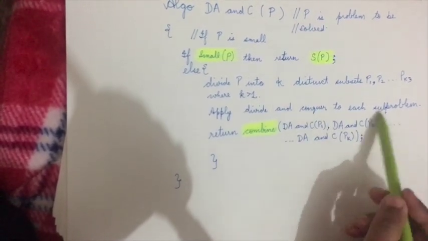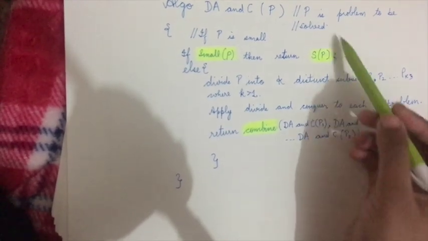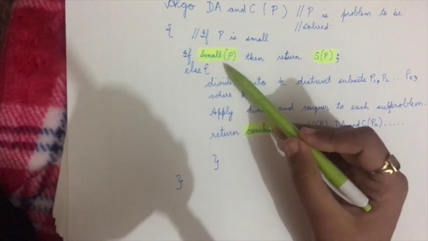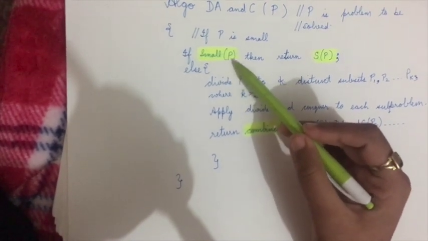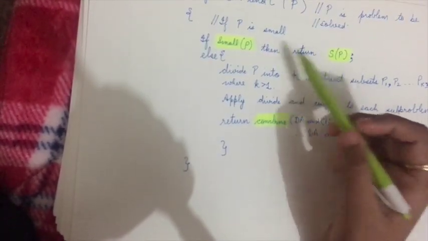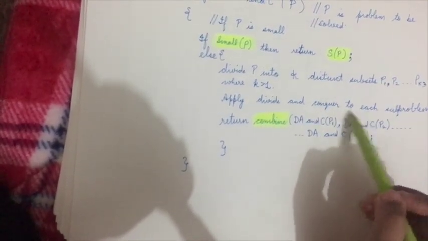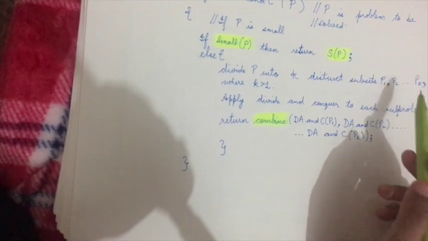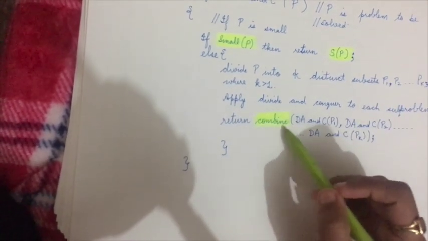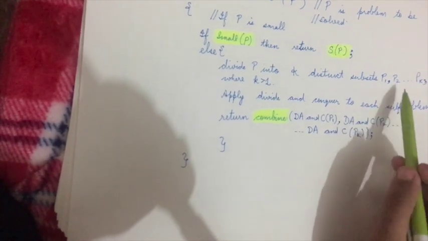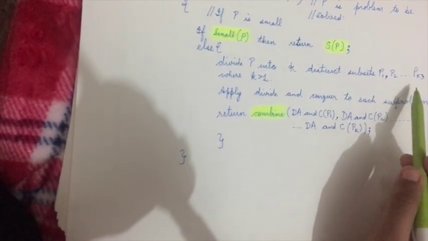And till when will we apply? Suppose this step is taking place, so again it will go to this for P1, it will check if P1 is small, then it will find a solution to it, and if P1 is not small, it will again apply divide and conquer, then it will check for P2, and so on up till Pk. Okay, and then what it will do, it will return a combined solution of divide and conquer for P1, divide and conquer for P2, and so on up till Pk.